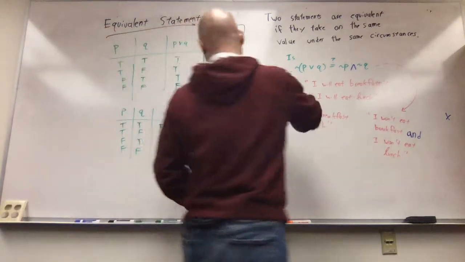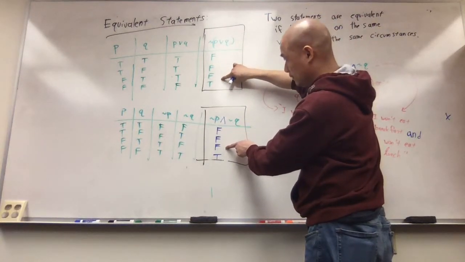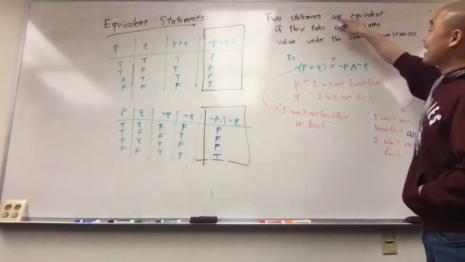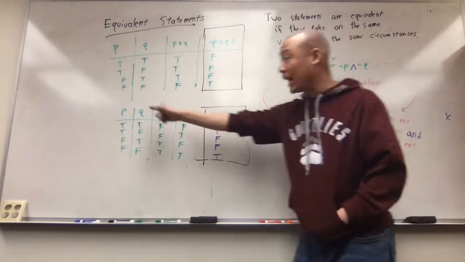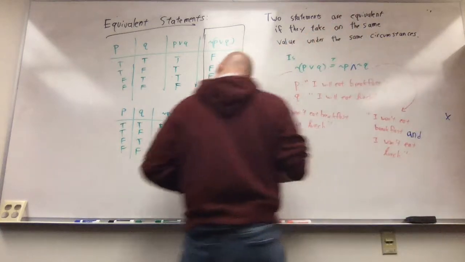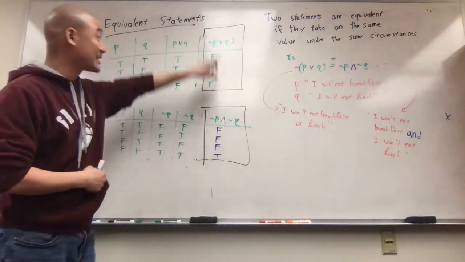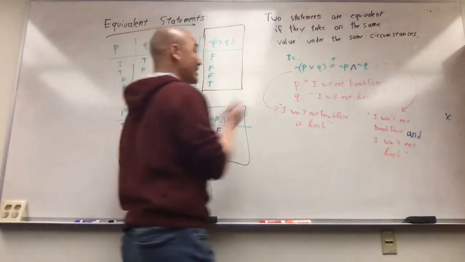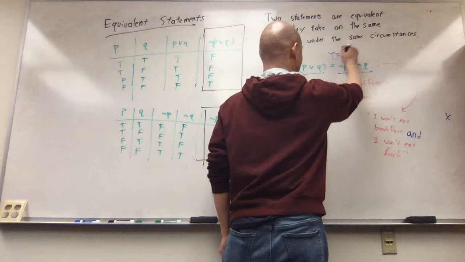Now, let me compare these two statements: false, false, false, true, right? So they take on the same value under the same circumstances. For every possible pair of inputs of P and Q, you get the exact same output for this statement and for that statement. And so this thing and that thing are equivalent. We get to say yes.